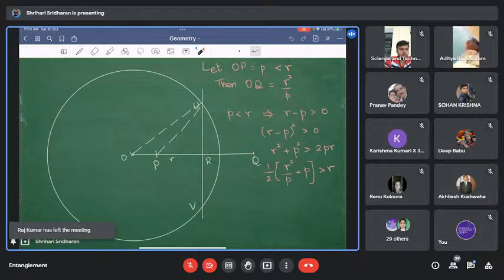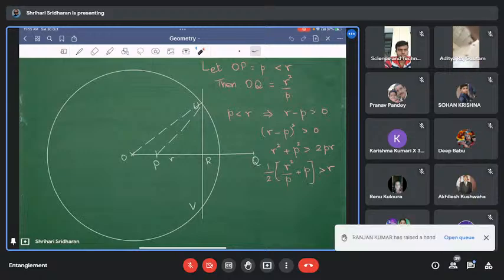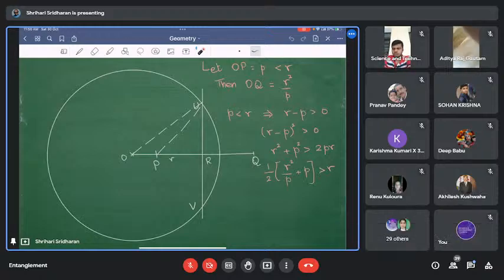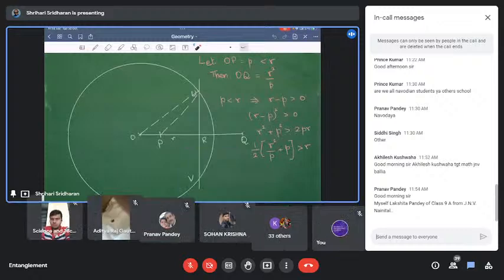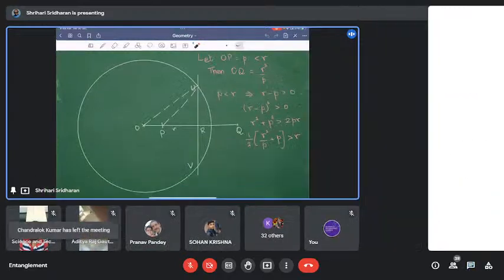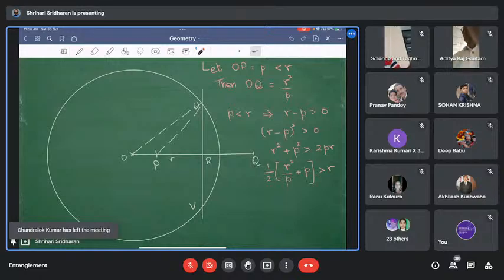P less than r means r minus p is strictly positive. R minus p, the whole squared, is strictly positive. I'll expand the square. I should have r squared plus p squared minus 2pr strictly positive. I'll bring the 2pr to the other side. I'll have r squared plus p squared strictly bigger than 2pr. Let's divide this inequality by 2p on both sides. So what do you have? You have half of r squared by p plus p to be bigger than r.